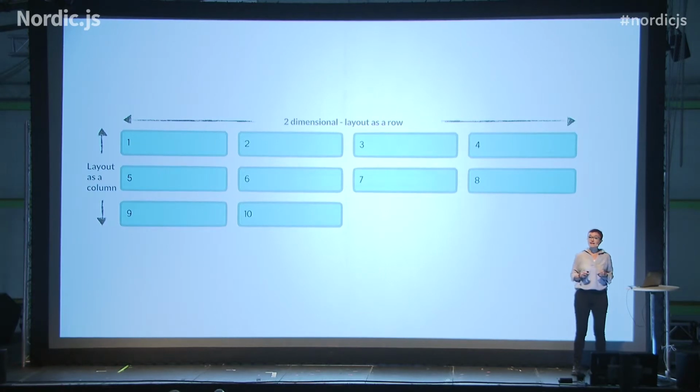We can do the same kind of layout with Grid. But in this case, we still have a flexible number of flexible columns, but you can see the items will line themselves up as a row and as a column at the same time. So that's the difference with Grid. It's two-dimensional, not one-dimensional. But there's something else as well.